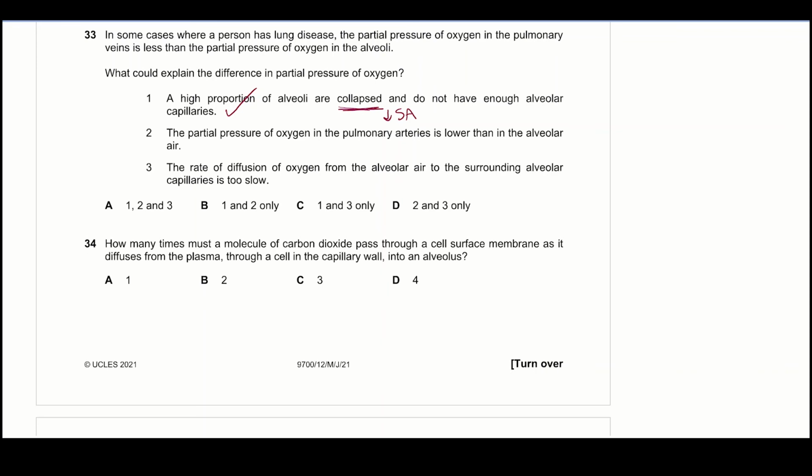For two, the partial pressure of oxygen in the pulmonary arteries is lower than the alveolar air. Now, two actually contradicts this question, because if the partial pressure of oxygen in the pulmonary arteries were actually lower than the alveolar air, then oxygen will diffuse into the lungs, but this is not the case here. Actually, it says there is a lower partial pressure of oxygen into the alveoli, so 2 is incorrect. 3. The rate of diffusion of oxygen from the alveolar air to the surrounding alveolar capillaries is too slow. Yes, coming back to point 1, the rate of diffusion is slow, so less oxygen enters, so the answer is going to be C.